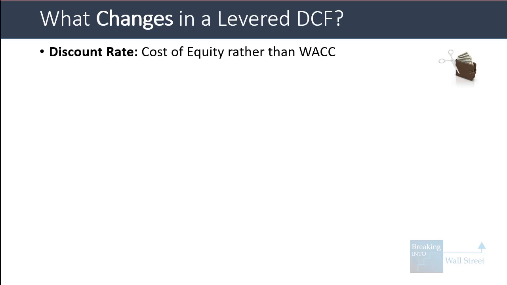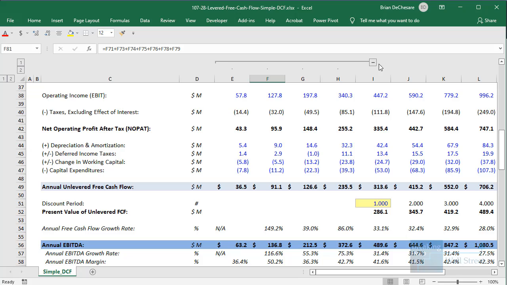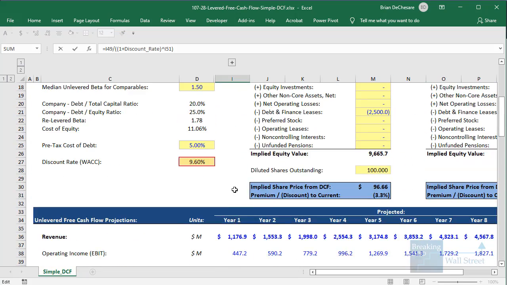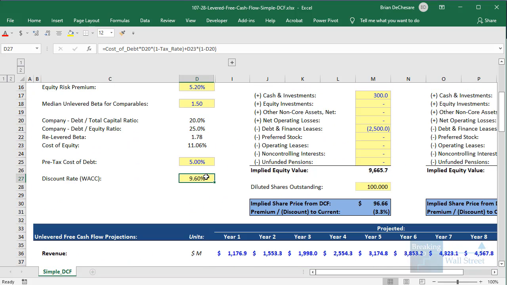The first change is that the discount rate needs to be the cost of equity rather than WACC. So if you go to our Excel file here, in this unlevered analysis, if you look at the present value of unlevered free cash flow, we are using WACC for the discount rate. So WACC up here is calculated as you always calculate it. We factor in the cost of debt times the percentage of debt times 1 minus the tax rate. Then we add the cost of equity times the equity percentage right here. The company has no preferred stock, but if it did, we'd factor that in as well.